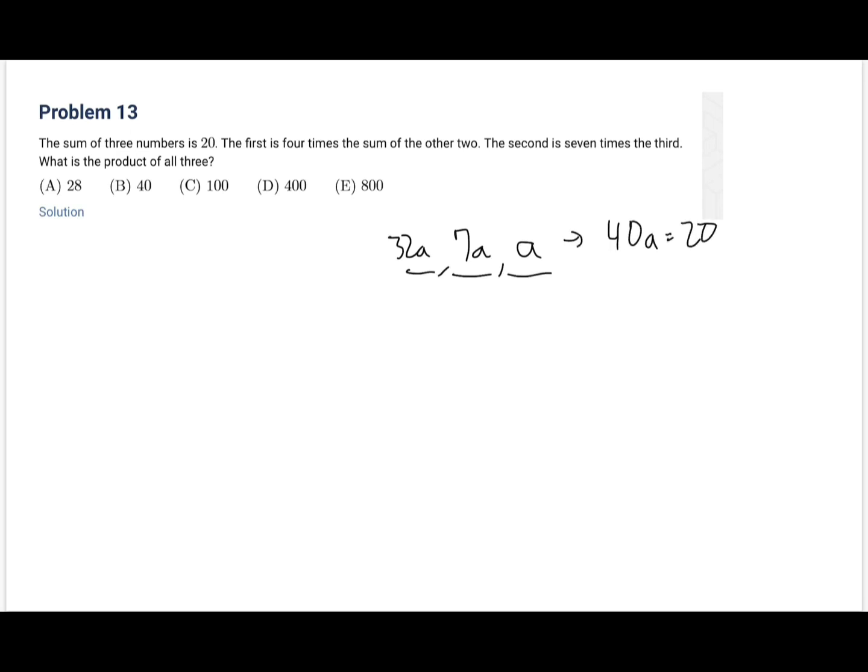What is the product of all three? A is 1/2, right? And then we need the product of all three, so it's 32 times 7 times A cubed. So it's 32 times 7 over 8. So this is 4 times 7. This is 28. The answer is A.